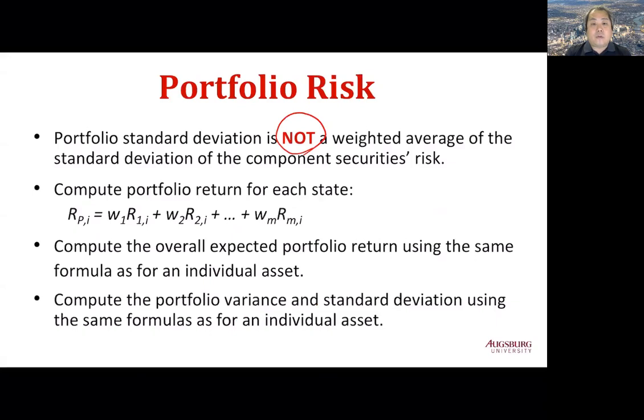The way to find portfolio standard deviation, let's find portfolio variance. The easiest way to find it is we find portfolio expected return of each scenario using the formula we saw in the previous slide. Then we can treat this portfolio as a single asset. Then find portfolio variance and standard deviation as we previously did.